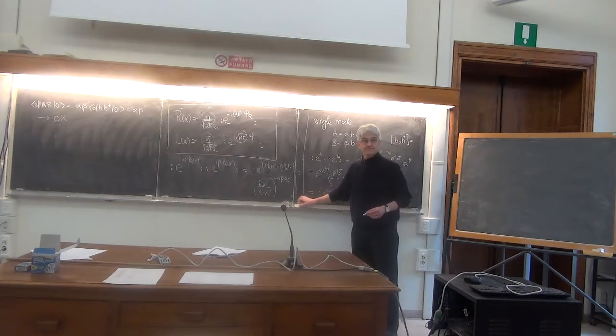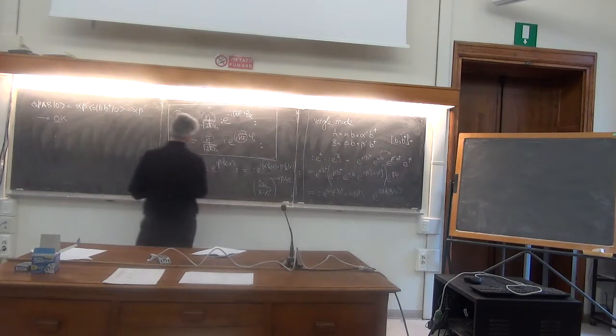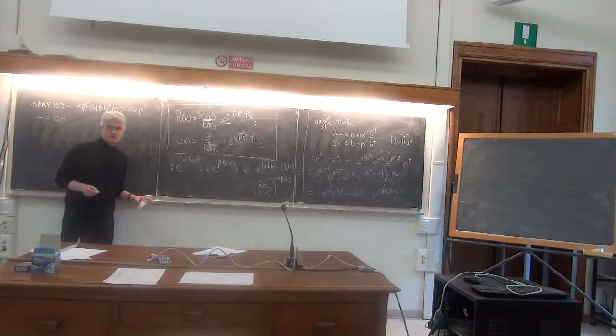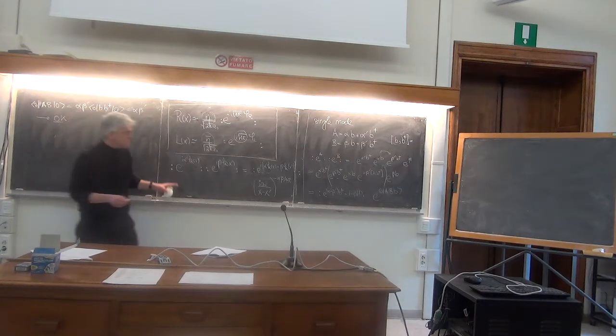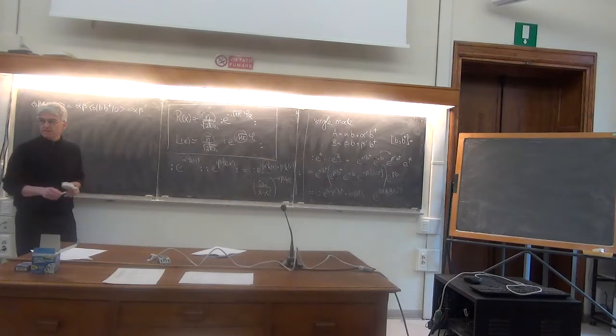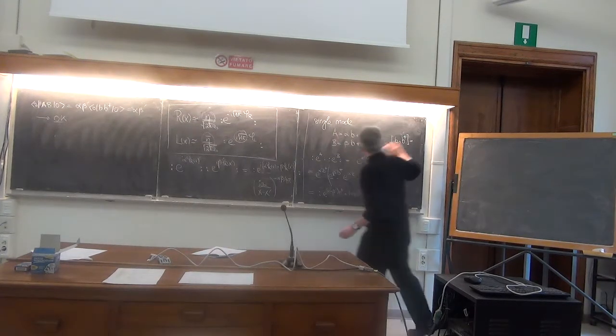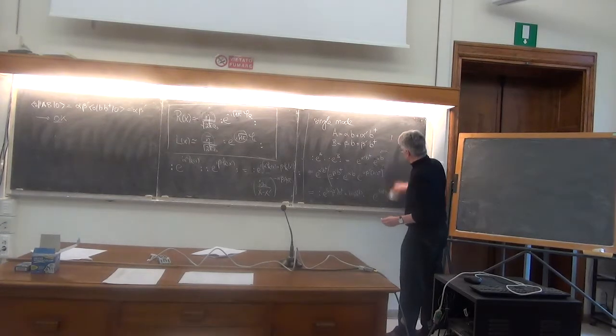Okay? And so this formula I will use in the following repeatedly. And the analogous formula for the left moving fermion. And the only change for the left moving fermion is instead of this I, I get a minus I. Otherwise, it works the same way.